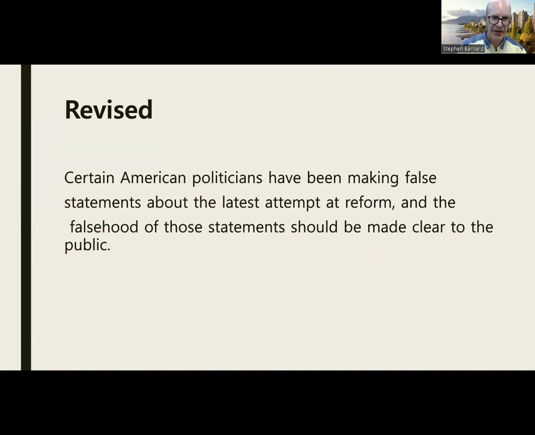However, even if you rewrite it in a way which is much more fair and balanced, so, for example, certain American politicians have been making false statements about the latest attempt at reform, and the falsehood of those statements should be made clear to the public.